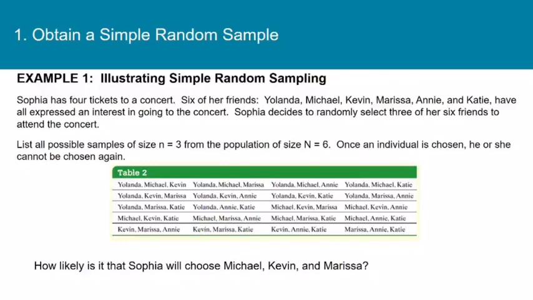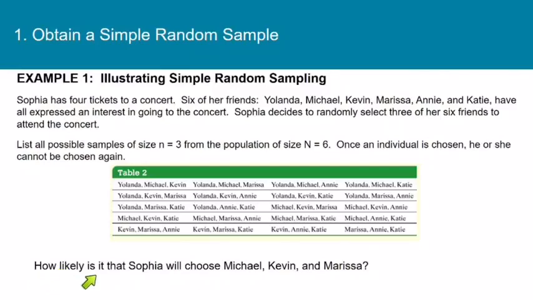Now there are rules about how to know how many combinations are possible, and we're not really going to get into that in this course, although it is an interesting topic. But we do have here every possible combination. And notice there are no repeats. For example, the group Yolanda, Michael, Kevin is the same group as Kevin, Michael, Yolanda. So you don't see that group repeated in here anywhere.